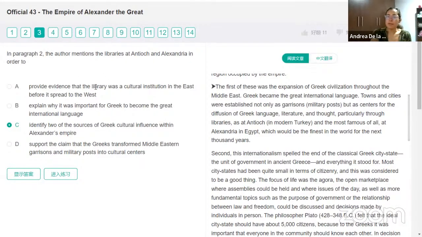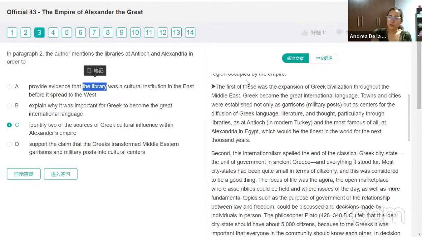Aquí dice, provide evidence that the library was a cultural institution in the East before it spread to the West. Este se enfoca en la biblioteca. Dice, provide evidence that the library was a cultural institution. Pero aquí no se trata de la biblioteca, se trata de la expansión de la cultura griega a través de las bibliotecas. Entonces no es sobre la biblioteca. Y además que son dos, ¿no? Aquí solo menciona uno.